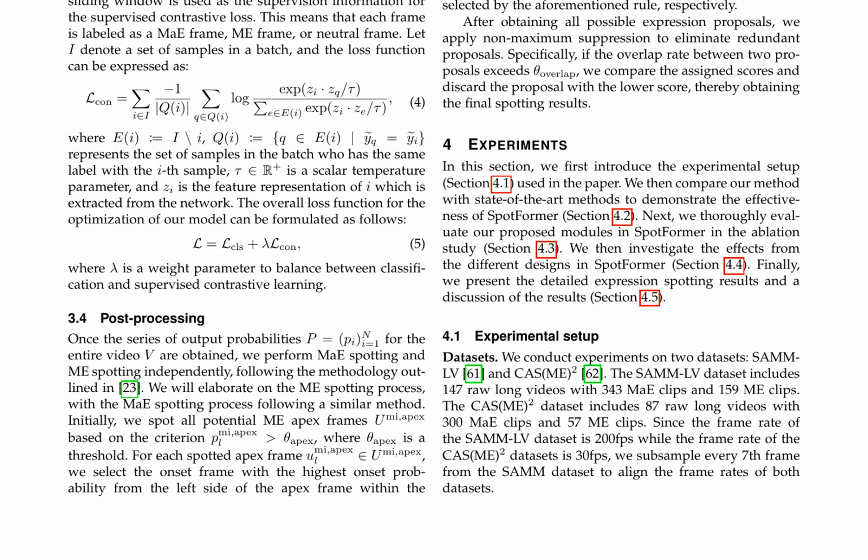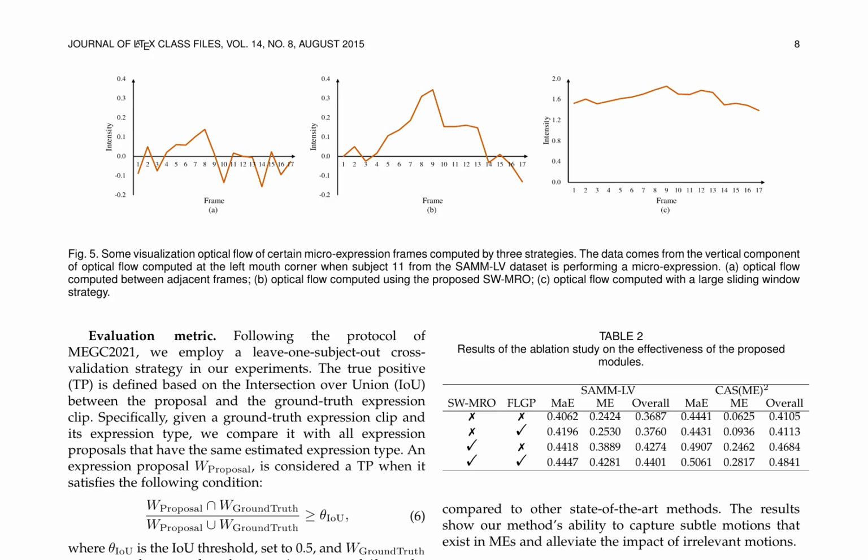The authors compare their method with state-of-the-art methods on two datasets, SAMM-LV and CAS(ME)2, and achieve significant improvements in overall performance, particularly in ME spotting. The results demonstrate the effectiveness of the proposed modules, including the use of sliding window-based multi-resolution optical flow features and facial local graph pooling operation for multiscale spatial feature learning.